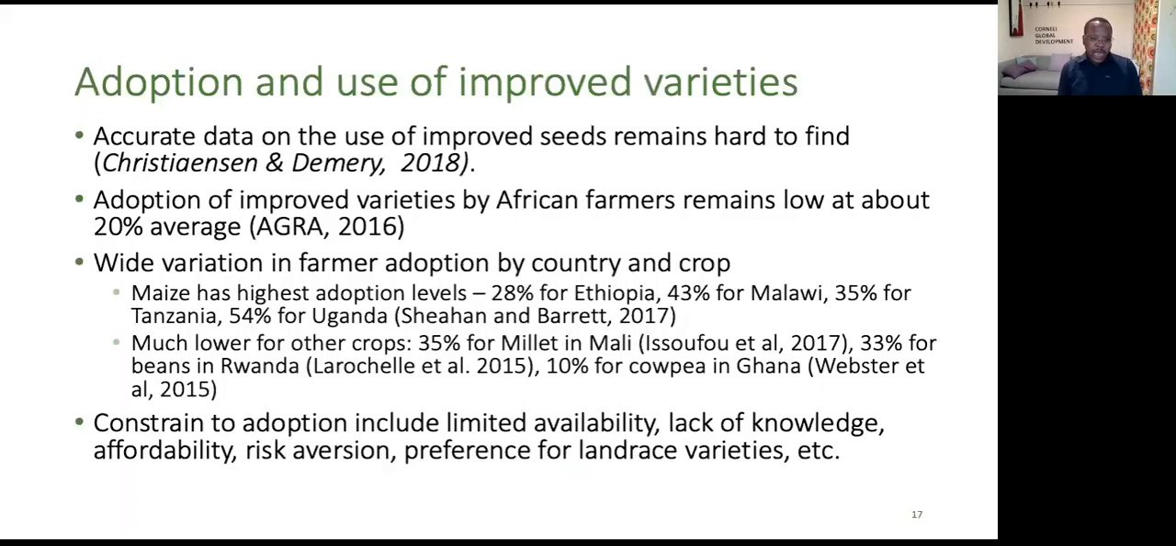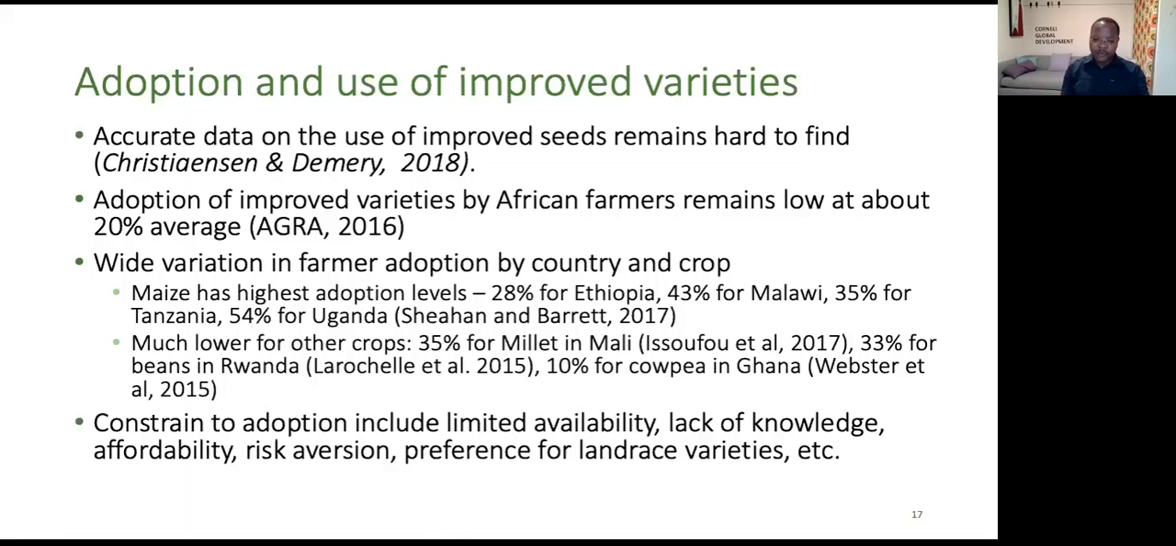Now let's look at the levels of adoption of improved seed in Africa. First of all, accurate data on improved seed adoption is very hard to find. Secondly, it's difficult to measure in some cases, but adoption of improved seed in Africa remains very low by just about every measure. The most comprehensive report by AGRA puts the adoption level for improved seed at about 60% across the African continent. There's wide variation across crops, where maize still enjoys the highest levels. Maize is about 28% in Ethiopia, 43% in Malawi, 35% in Tanzania, and about 54% in Uganda.